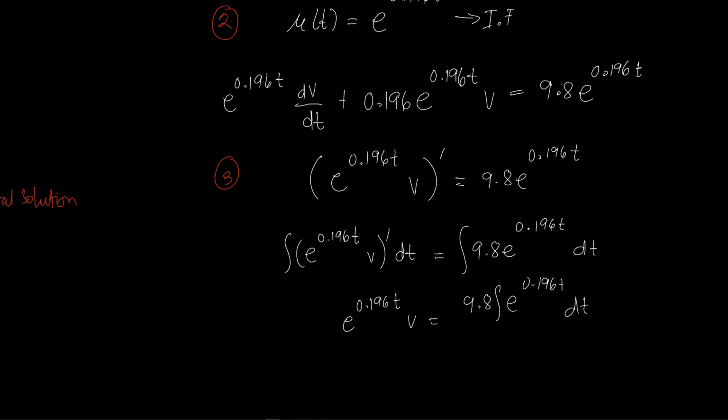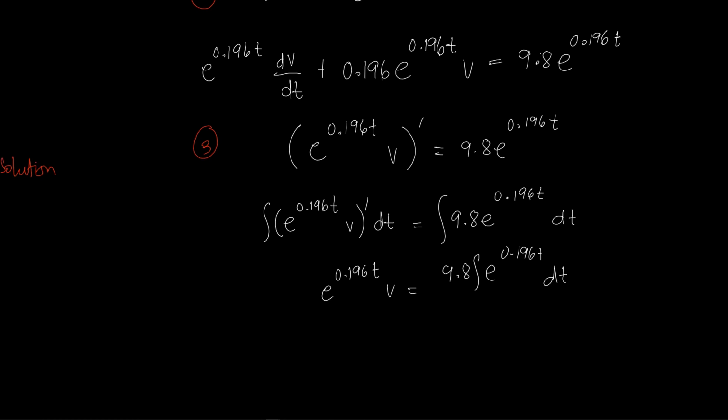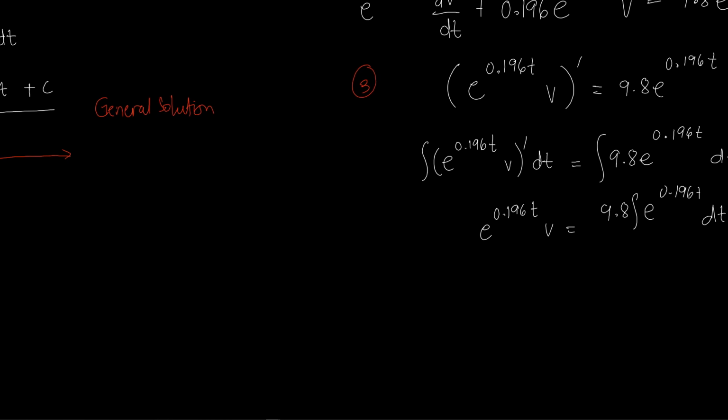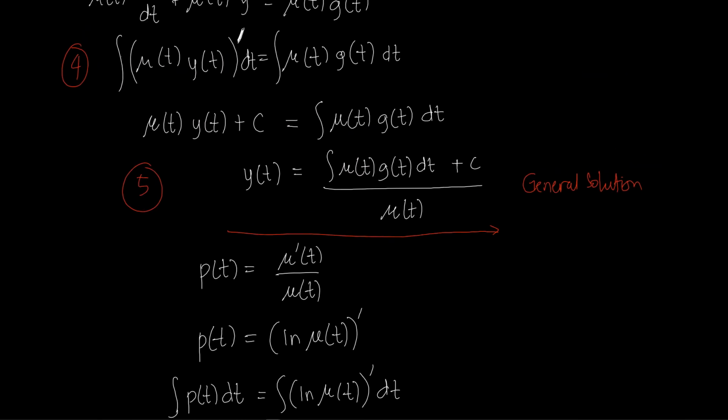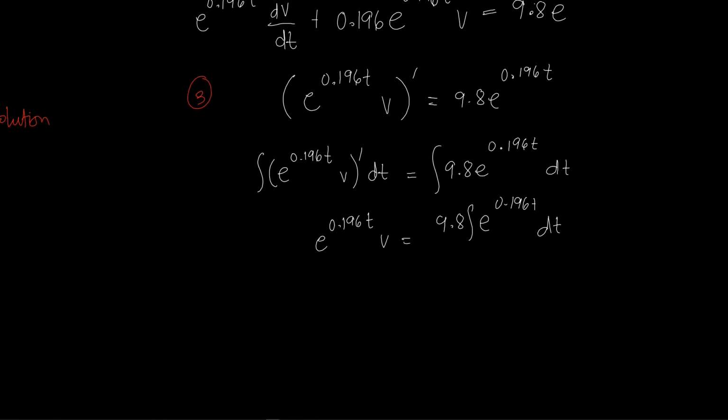Okay? Understood? Then divide both sides by e raised to the power of 0.196t, because the next step is to isolate our y of t, which is v. So v is equal to 9.8 times the integral of e raised to the power of 0.196t dt, all over e raised to the power of 0.196t.